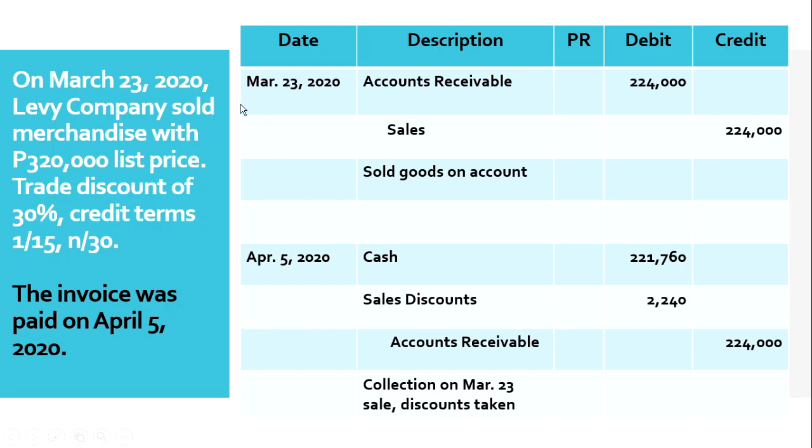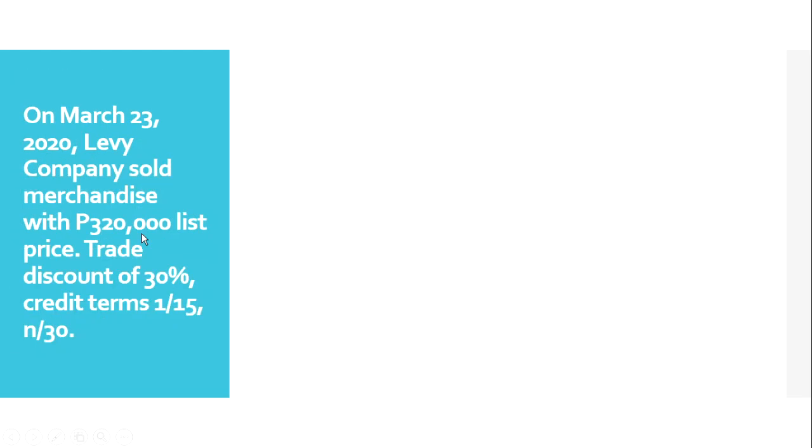Kung makapansin nyo po, doon pa lang sa March 23, even though ang list price talaga ay 320, since in-apply na si trade discount, hindi na pinakita yung naibawas na 30%. Outright, yung discounted price na siya. And then, pagdating naman dito, even though ang accounts receivable niya originally ay 224,000, hindi yun yung na-receive niyang amount ng cash. Kasi nga, nadagdagan tayo ng 2,240 na sales discount. Then, para masiro mo si accounts receivable, credit natin yung full amount. Okay? Sige, let's have another example.